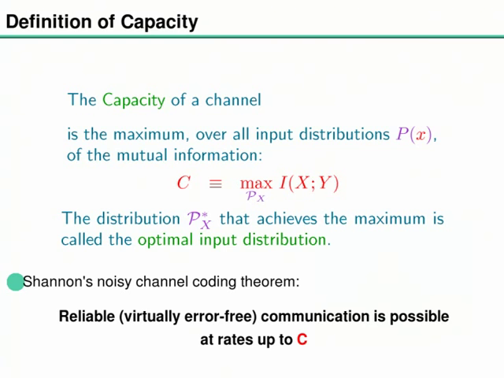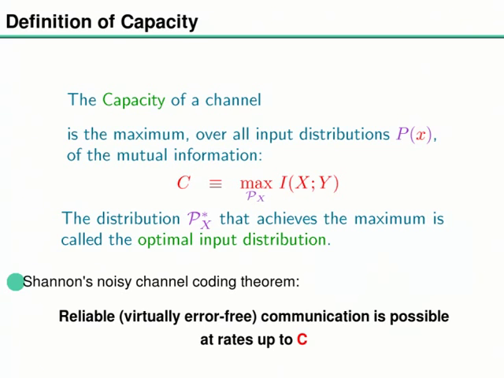And what we're going to prove today is that this isn't just an interesting number, it is actually the rate at which virtually error-free communication is possible over that channel. And that's a really remarkable thing. It's a sort of something for nothing result that you can achieve arbitrarily reliable communication at non-zero rates as big as the capacity.